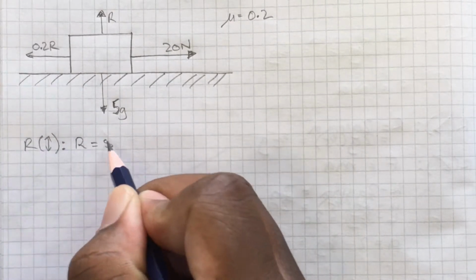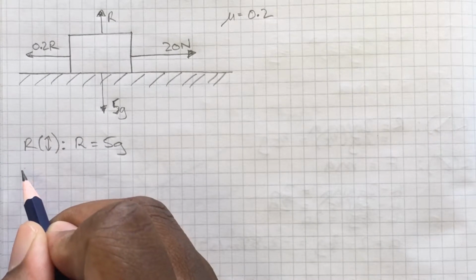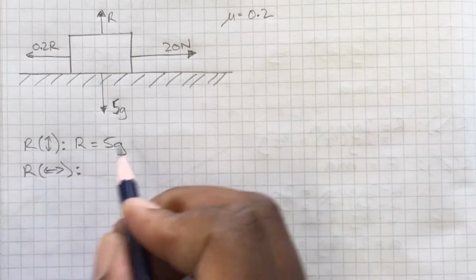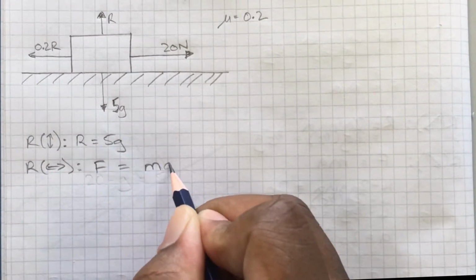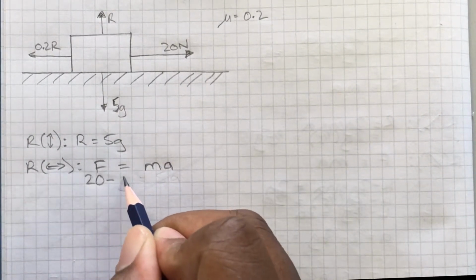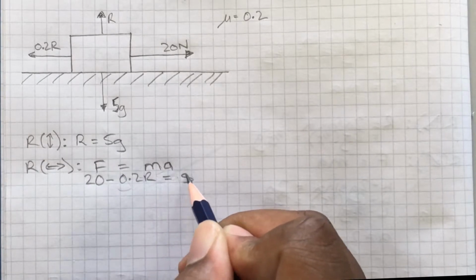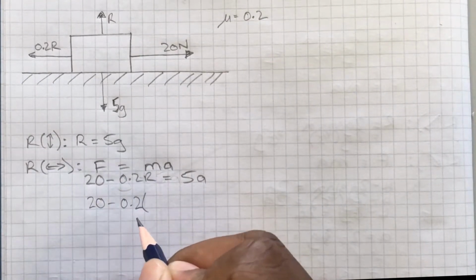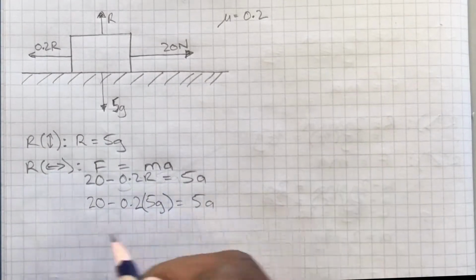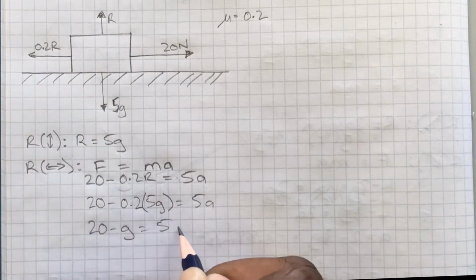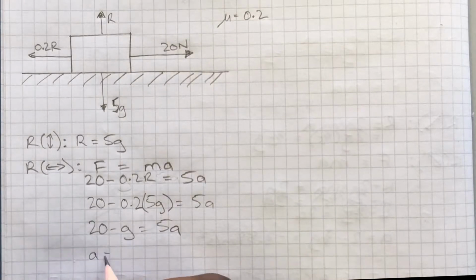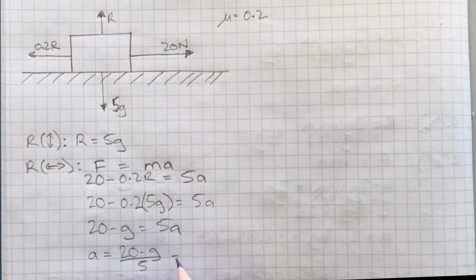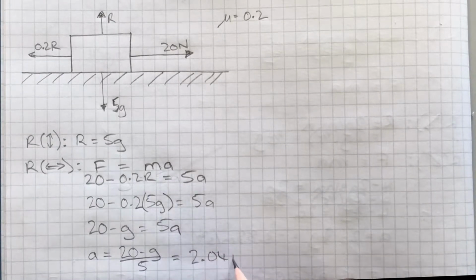Okay, let's go ahead and do some resolving. First we'll go vertically, so I know the reaction force is 5g. Now we can go horizontally, and making use of Newton's second law, F equals ma, I can say that 20 in the positive direction, subtract the friction, equals 5a. Just some rearranging from here, the acceleration is 2.04 meters per second squared.